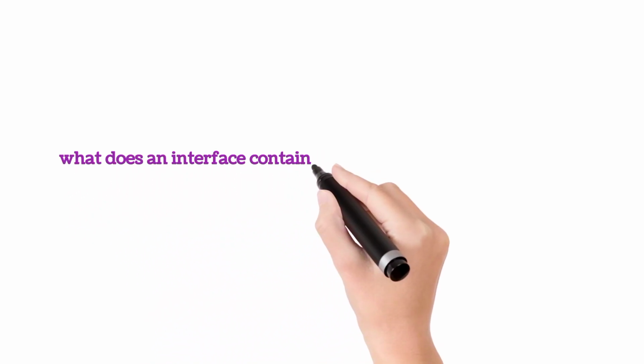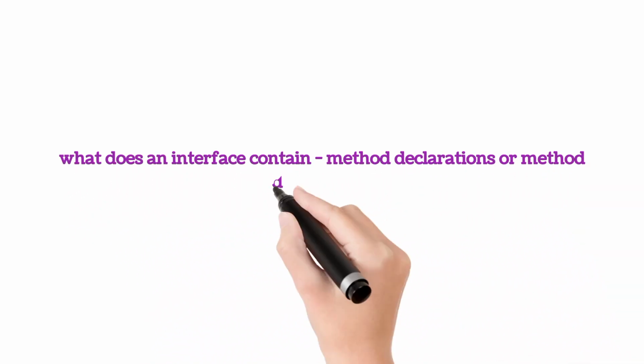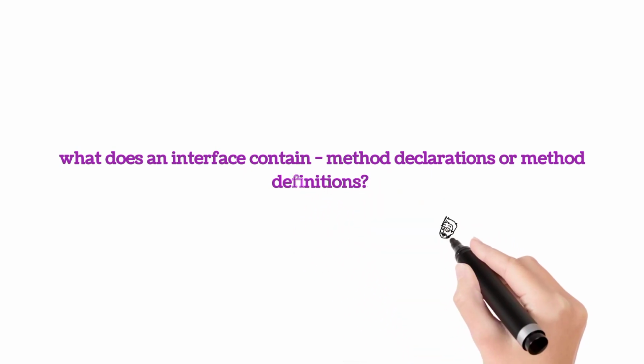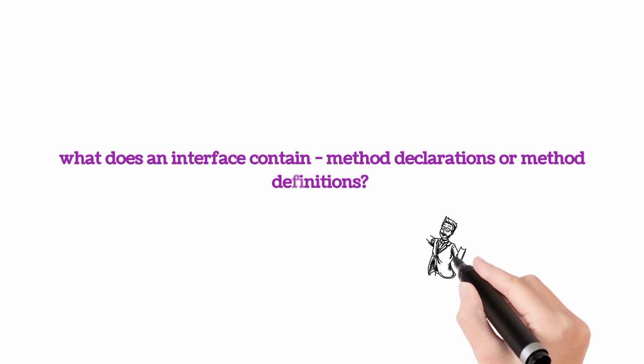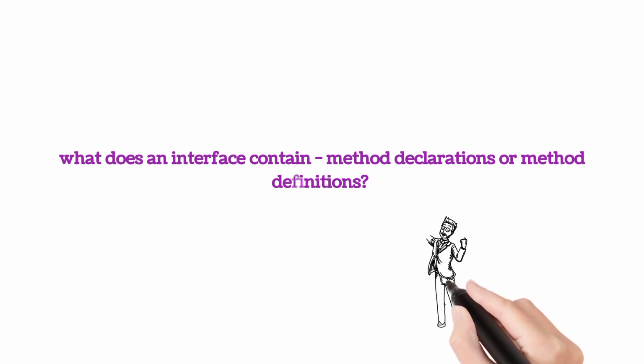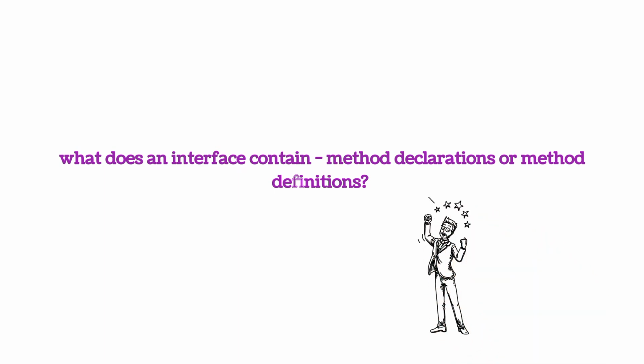So can you now answer the question, what does an interface contain? Method declarations or method definitions? Well, there was a time when interfaces contained only method declarations, but since Java 8, interfaces contain both method declarations as well as method definitions.